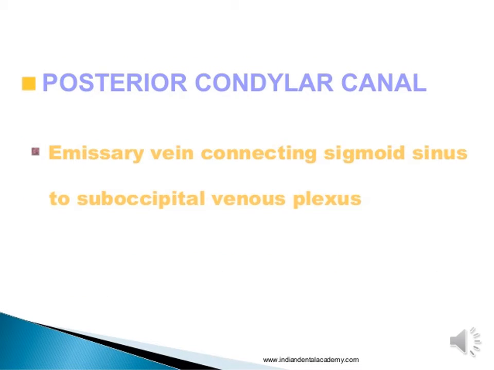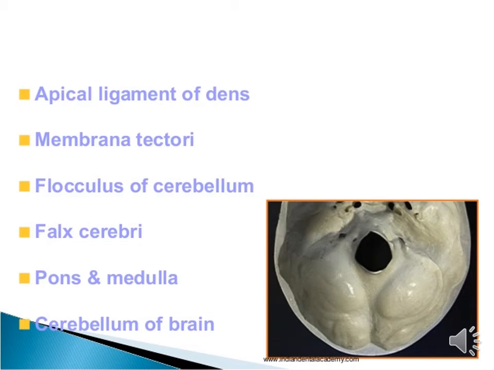Another structure is the posterior condylar canal. It is located between the condylar process of the occipital bone and the squamous part of the occipital bone. It transmits an emissary vein connecting the sigmoid sinus to the suboccipital venous sinuses. The structures within the posterior cranial fossa are the apical ligament of the dens, membrana tectoria, tonsils of the cerebellum, falx cerebelli, pons and medulla oblongata, and the cerebellum of the brain.